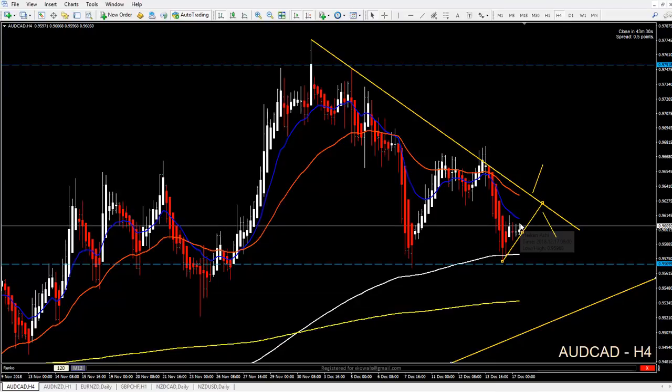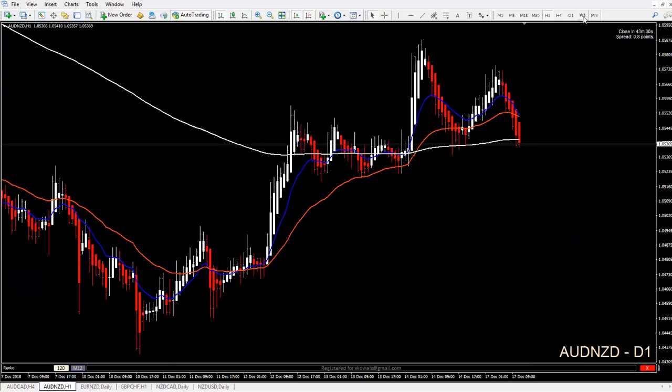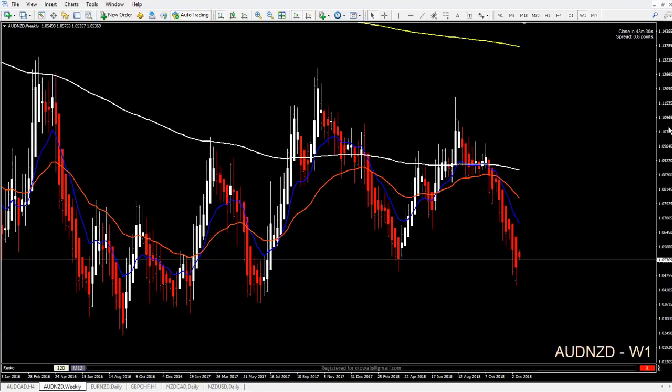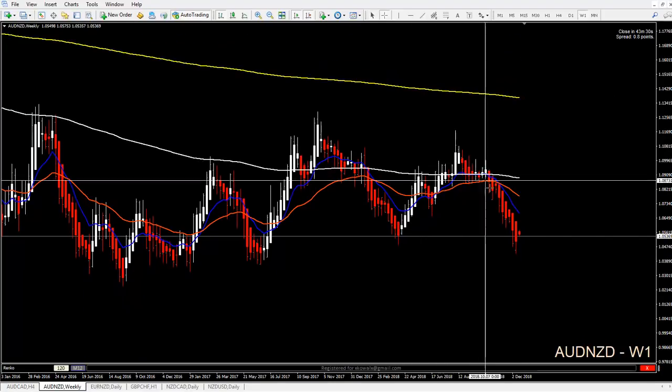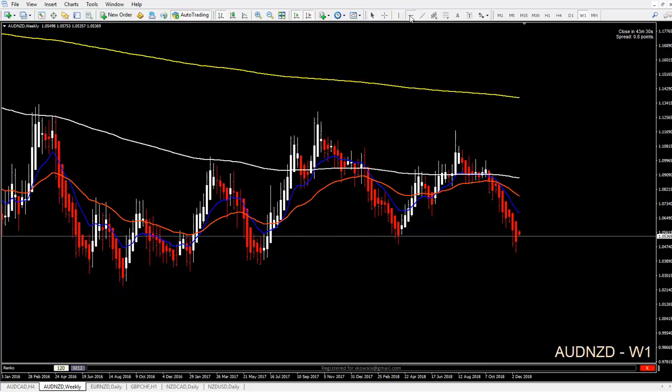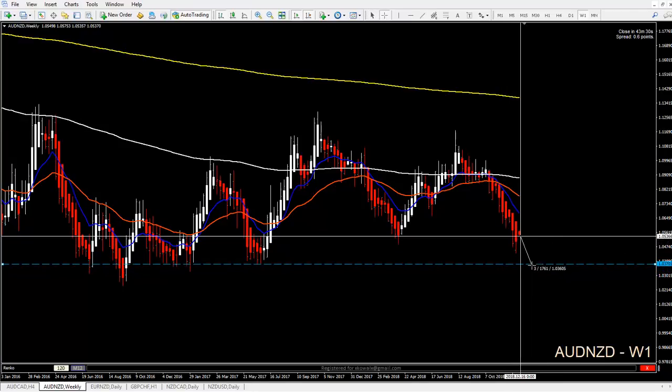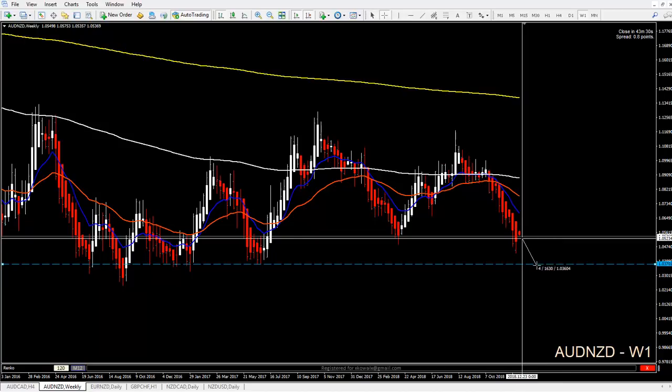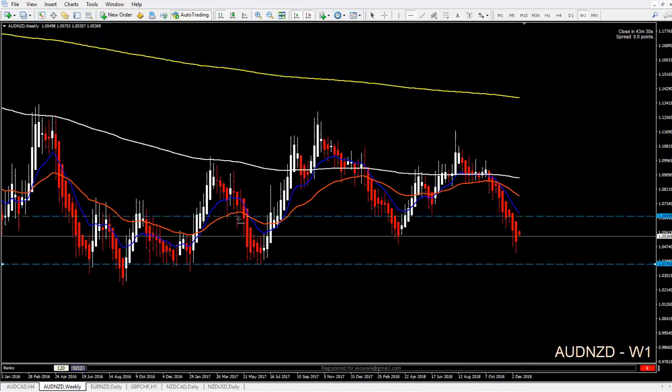So this is Aussie CAD right now. Let's go to the Aussie dollar and New Zealand dollar, weekly time frame. What we see is a really powerful down move. We had this support level, price is still retesting this area. The next lows are a little bit lower, so we still have some room for continuation of this down move, but we are already on the support level.